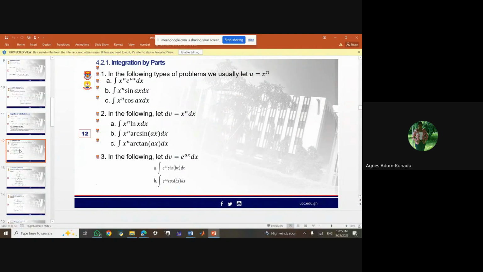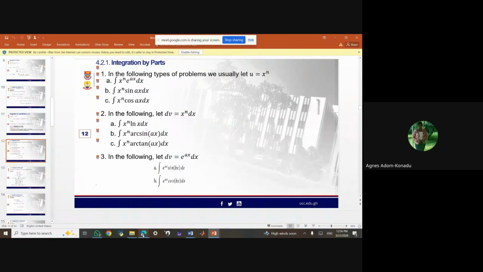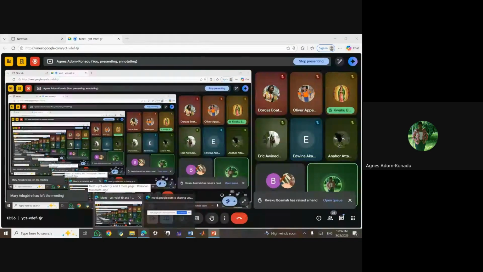Oliver. Hello, madam. Which of them does the question fall under? Madam, please let me see the question again. Integral x e to the power 2x. Type 3. Okay, Oliver is saying type 3.